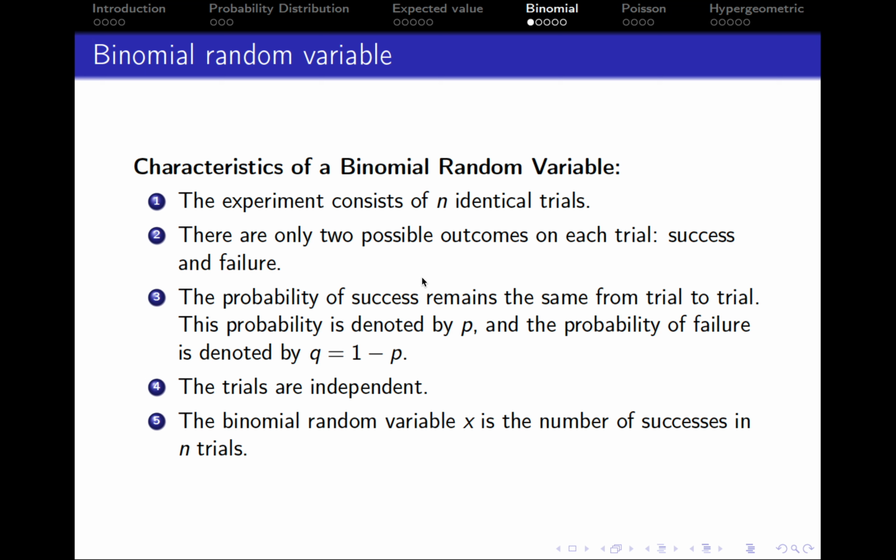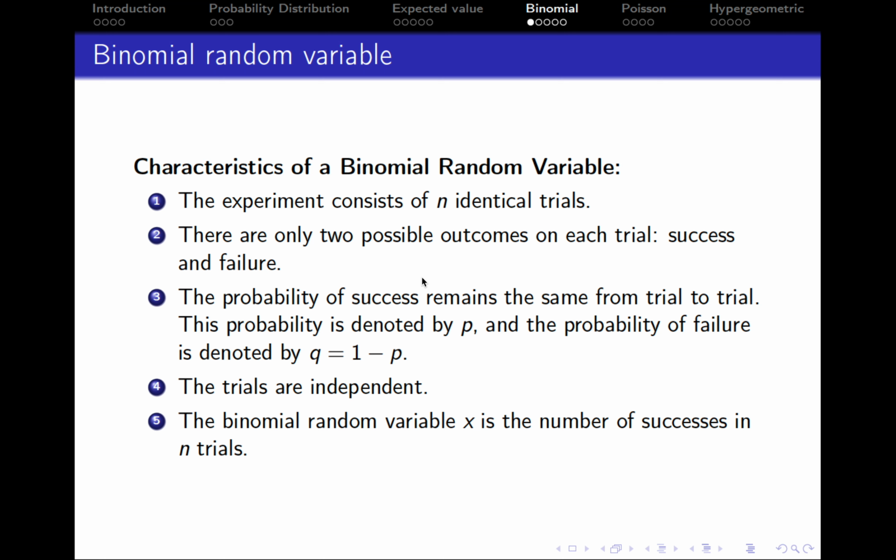One of the types of discrete random variables is binomial random variables. To understand what this variable is, we need to be familiar with its characteristics. First of all, the experiment consists of n identical trials. So each time the same thing is done, so some card is drawn or a die is tossed.